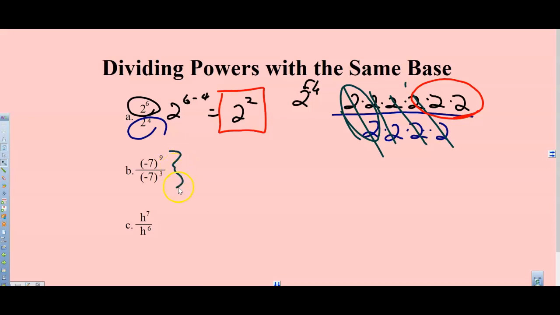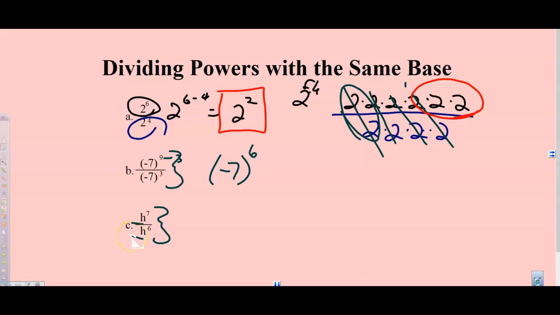In B, we have negative 7 to the 9th divided by negative 7 to the 3rd. The exponents are both talking to those parentheses, and inside those parentheses is negative 7. So we have what's called the same base. We can use this property now and just take 9 minus 3, and we get negative 7 to the 6th power.